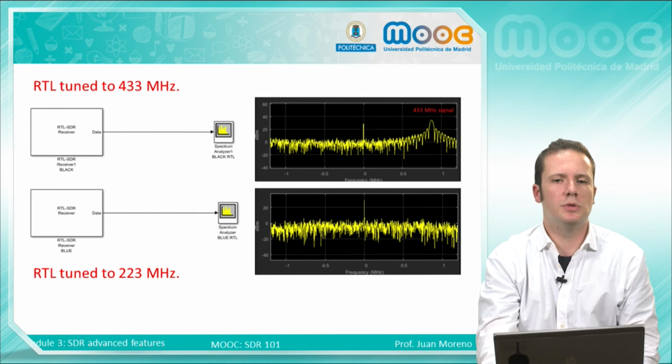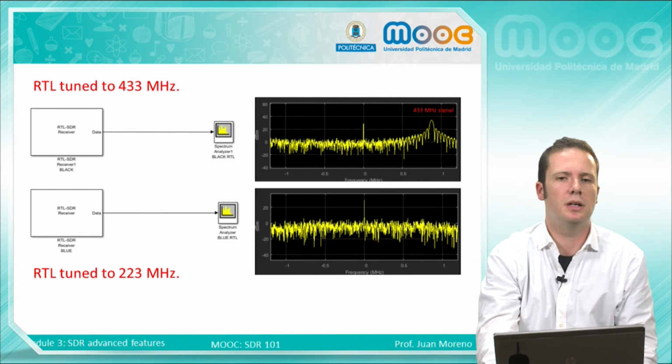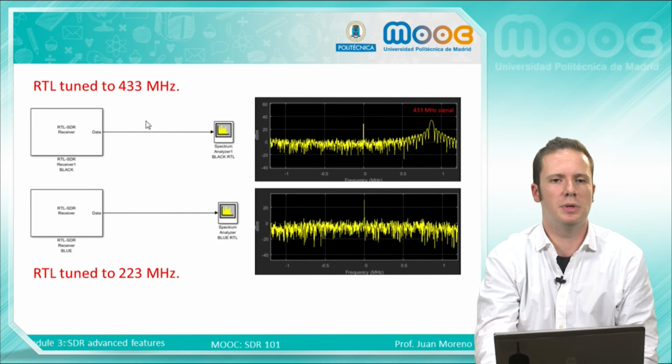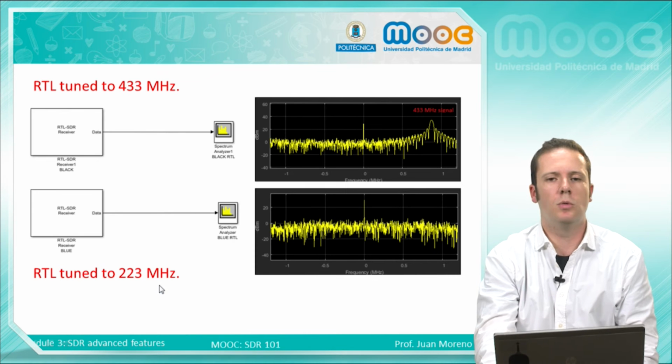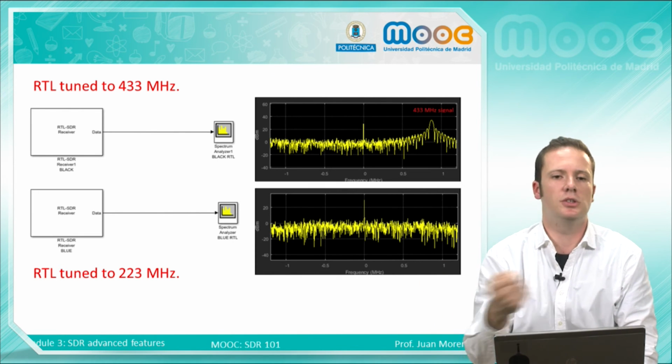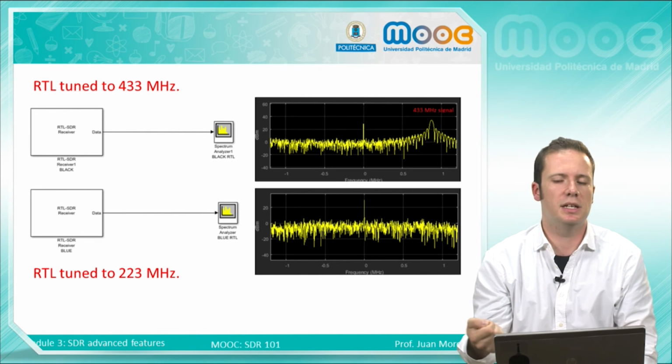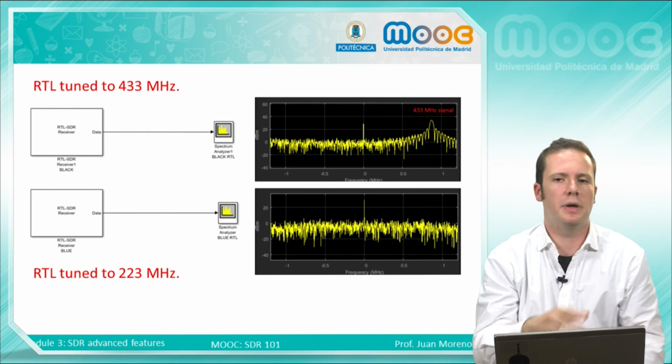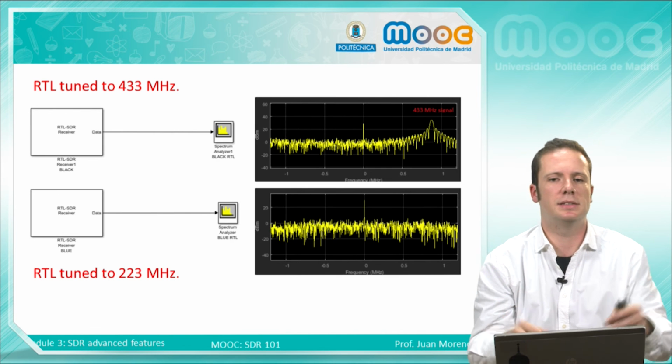Another example that we saw in this module is having the RTL working in two different frequencies. Two RTLs, each one of them working on a different frequency. Remember that we tuned one of them to 433 megahertz and the other one to 223. One was intended to receive the signal from the remote control, and the other one was intended to receive the signal from the walkie-talkie. And we were able to see each one of them at a time.